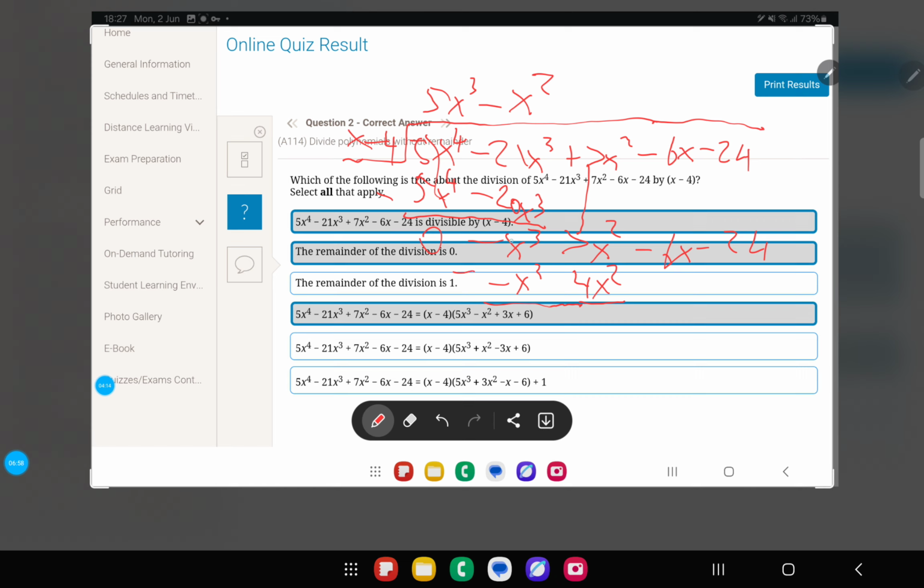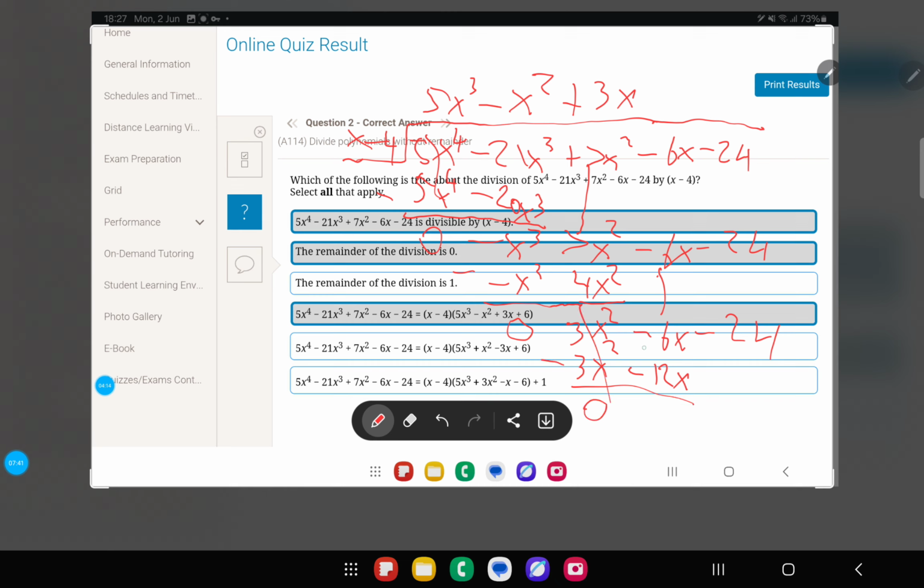We're going to subtract. Negative x cubed minus negative x cubed is going to be 0. They cancel out. 7x squared minus 4x squared is going to be 3x squared. And now we bring down the other numbers: negative 6x minus 24. 3x squared divided by x is going to be plus 3x. Multiply 3x by x minus 4. You're going to get 3x squared, and 3x times negative 4 is going to be negative 12x.